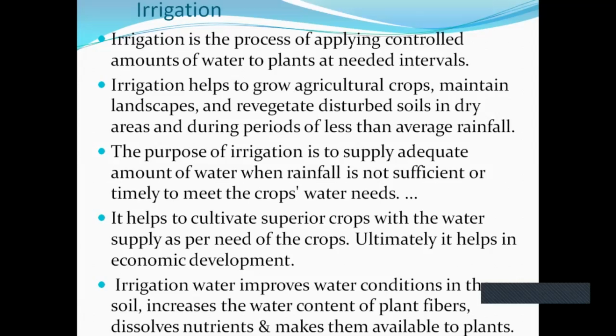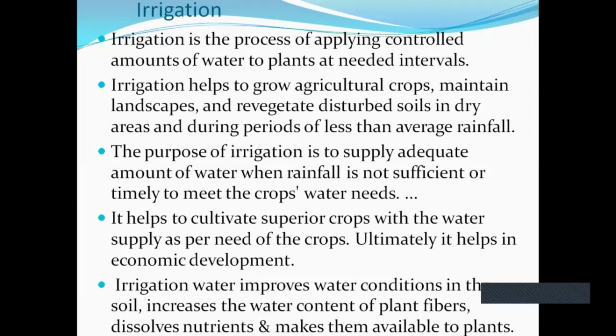Yes, important definition, irrigation. Now, irrigation helps to grow agriculture crops, maintain landscapes, and revegetate disturbed soil in dry areas and during periods of less than average rainfall. Means what, children? If the rainfall is less, or if the water supply is less in that particular area, the farmer has to irrigate his crop. The farmer has to give water to the crop, and that is irrigation.